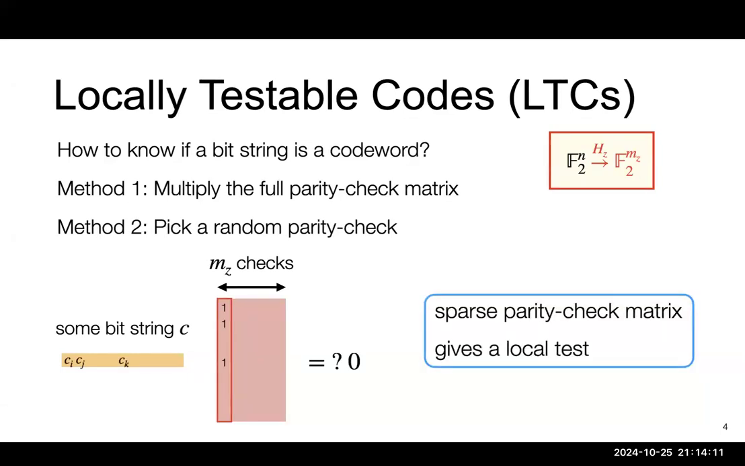In fact, this method is particularly nice if your parity matrix is sparse. If your parity matrix is sparse, that means this check only measures a small number of bits. So to compute this check, all you need to know is the value of Ci, Cj, and Ck. This is also called a local test, meaning that you only need to know a few entries of C. The condition for being a locally testable code is exactly saying that this local test, the second method, is almost as good as the global test, which is the first method.